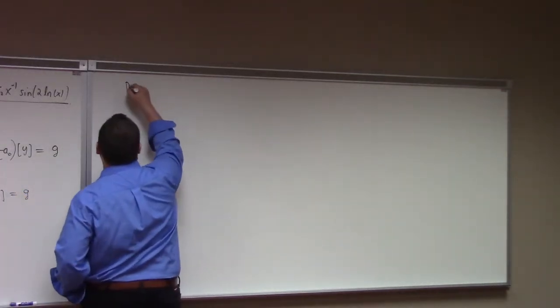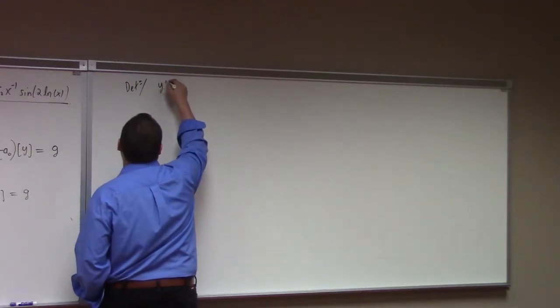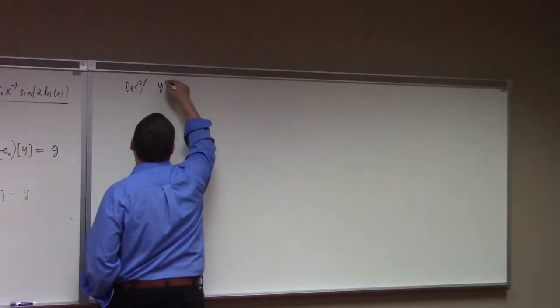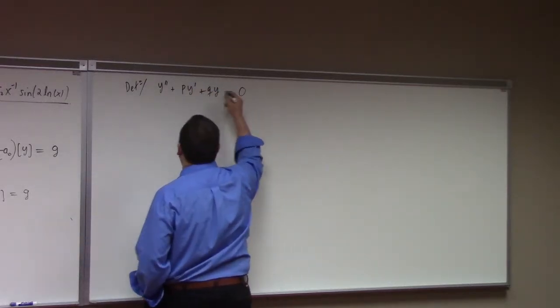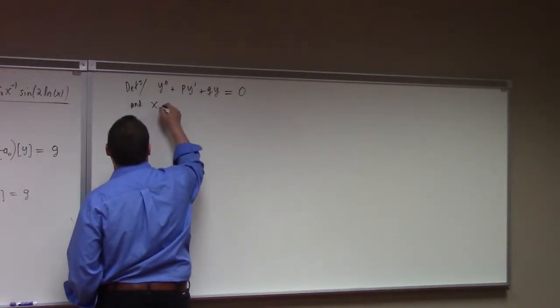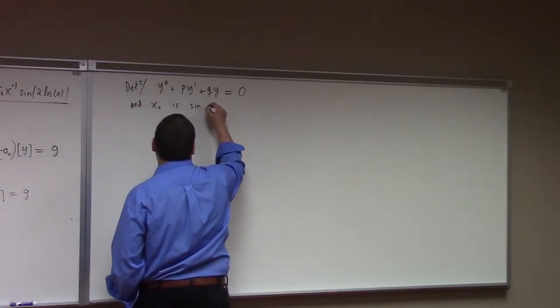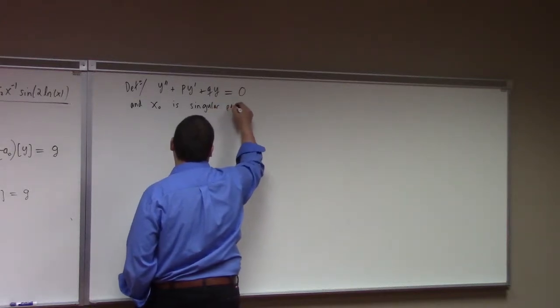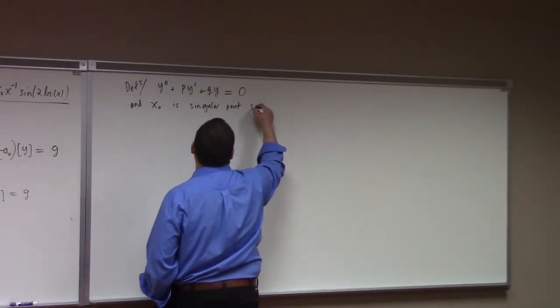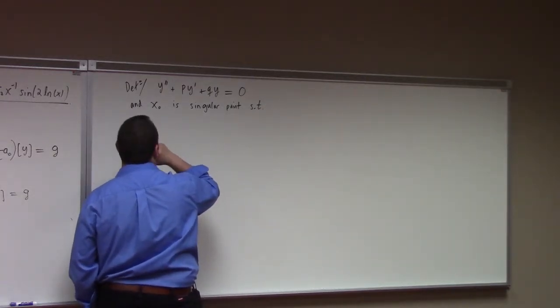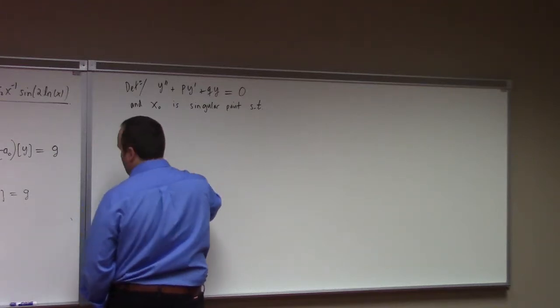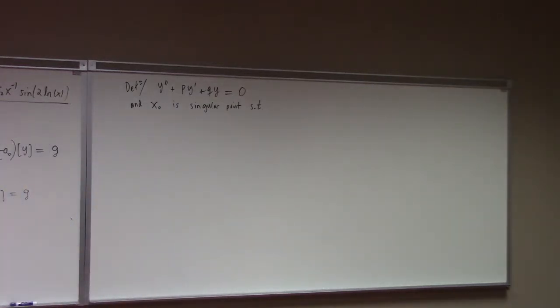so here's a definition. If we have y prime prime plus p y prime plus q y equals 0, and x naught is a singular point, such that, how's it go? Trying not to get my notes out just yet, but I need to make sure I got the notation right here.